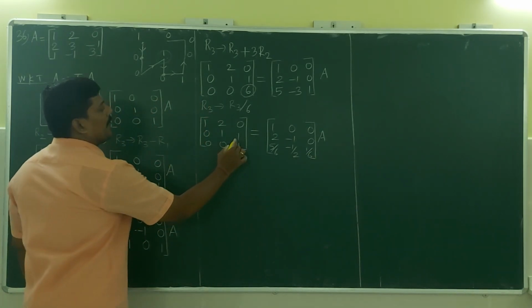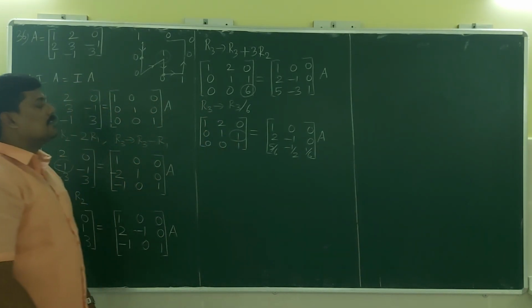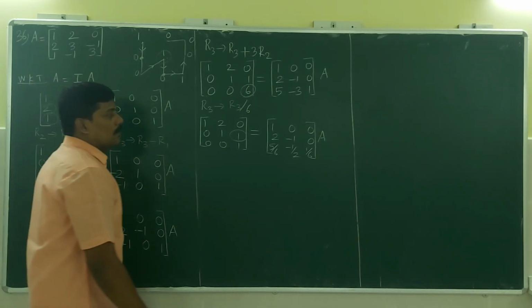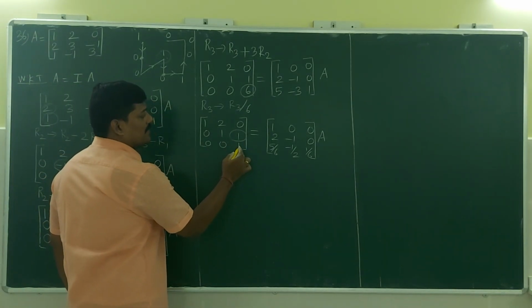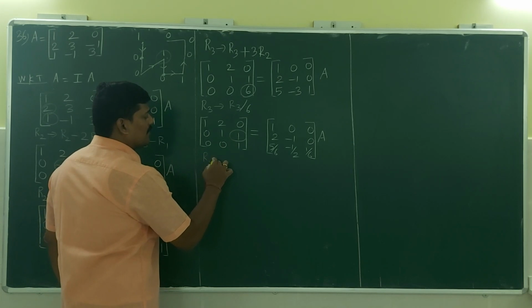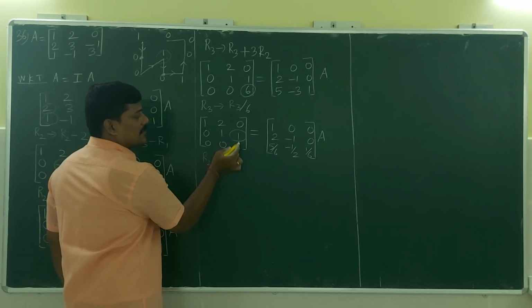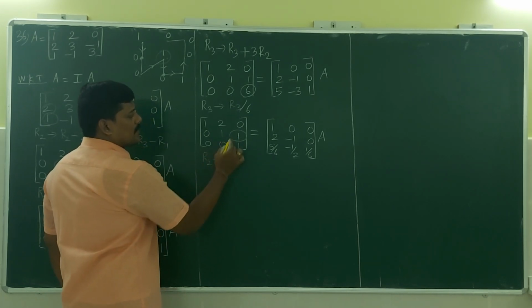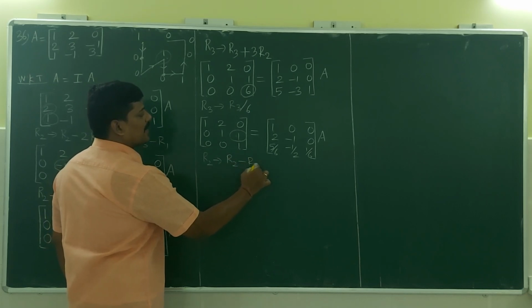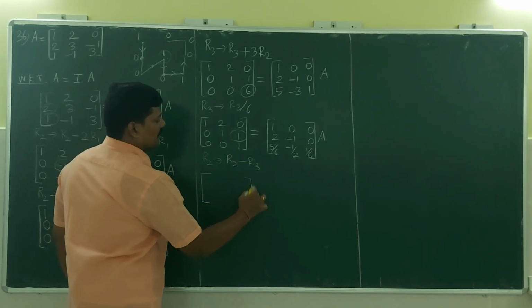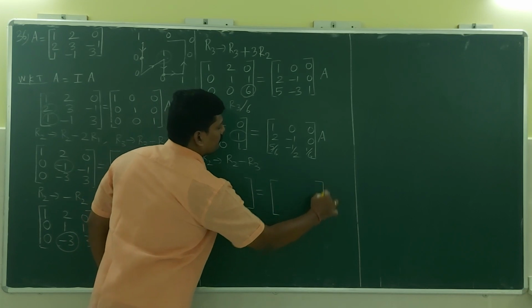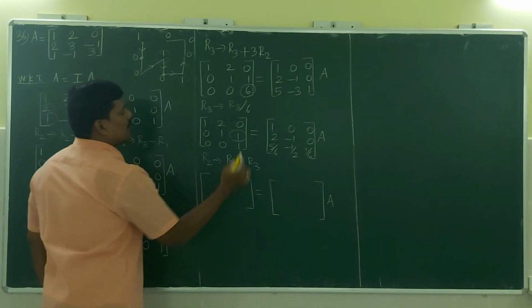Now, according to the pattern, this element I have to target, I have to make the element 0. Once again, the operation is going to be very simple now. R2 implies this minus this. Then 1 minus 1 will become 0. So, R2 implies R2 minus R3. That will give you this 1 as 0.